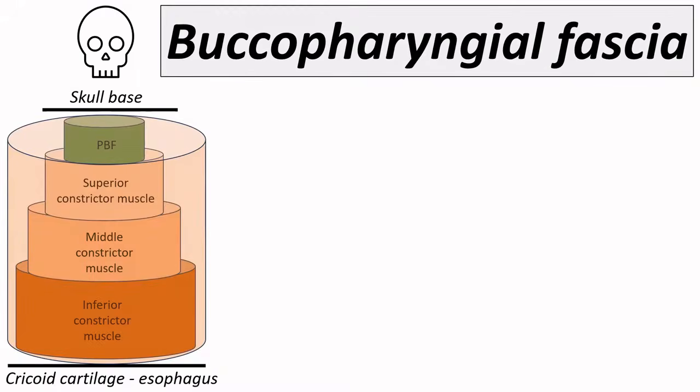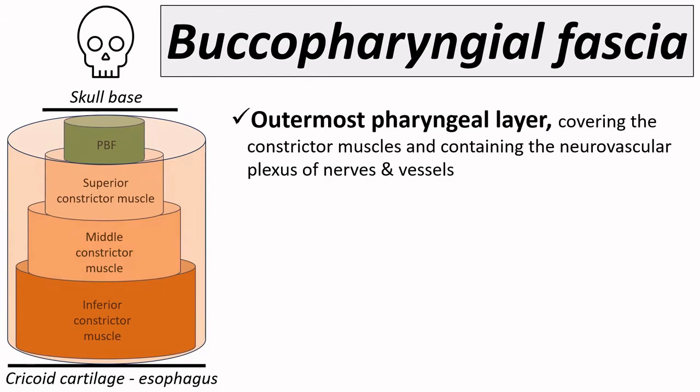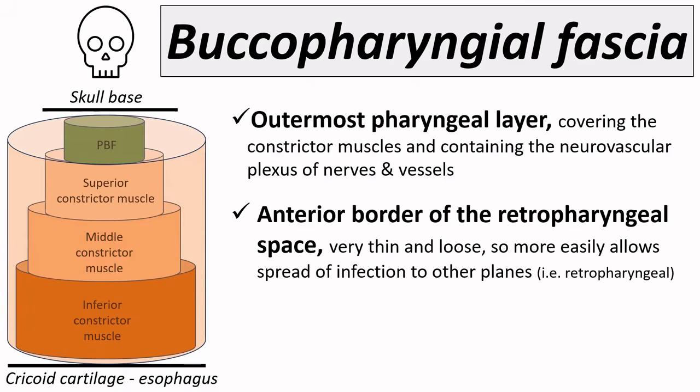Then the final fascia we have to talk about is the buccopharyngeal fascia, which is the outermost layer, so located on the outside of the muscular layer. So it covers the constrictor muscles and also contains the neurovascular plexus of the pharynx. So we also find nerves and vessels inside this facial layer, or entering this facial layer. This forms the anterior border of the retropharyngeal space, and the buccopharyngeal fascia is very thin and loose, as already said, so this more easily allows the spread of infections to other planes, and in this case, the retropharyngeal space.